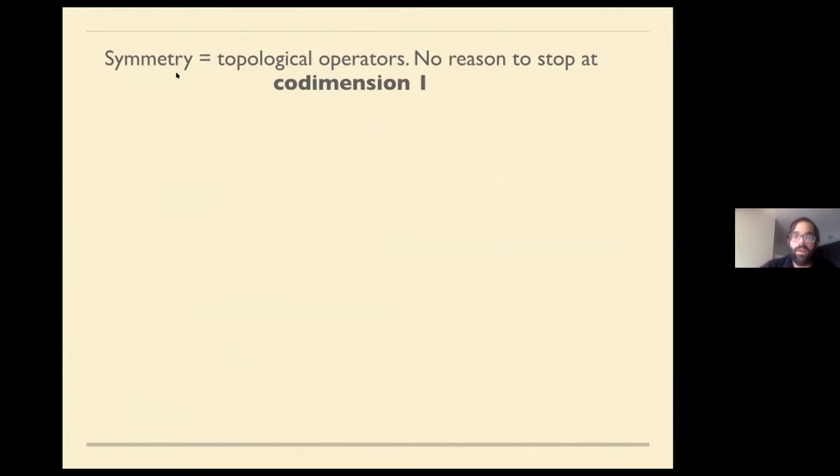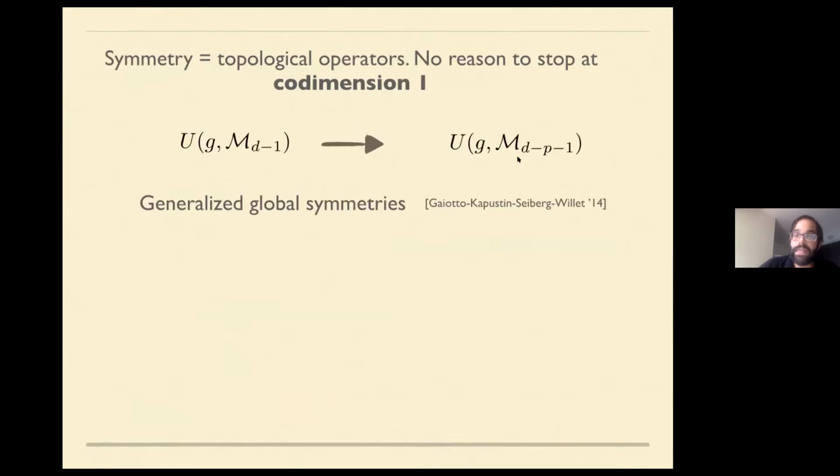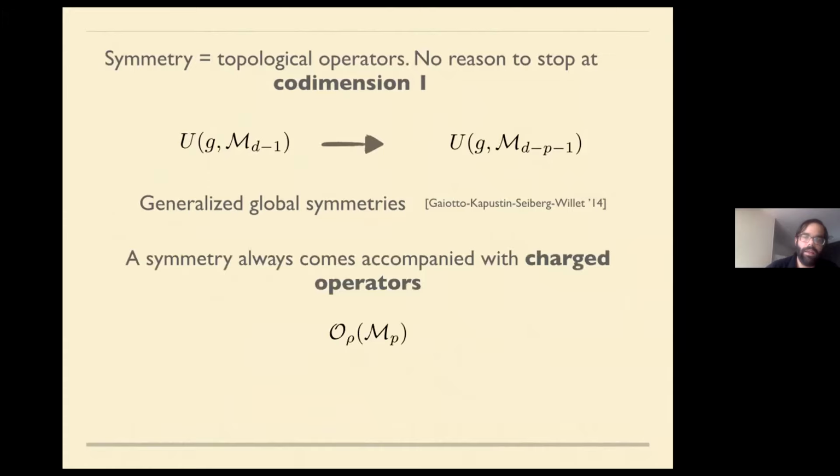And once you put things in this way, then there's no reason to stop at codimension one. You can try to define symmetry operators which live on higher codimension manifolds. And this is what was done in this paper. These are what received the name of generalized global symmetries. Just like ordinary global symmetries, but the unitary operators live on higher codimension manifolds. Okay.